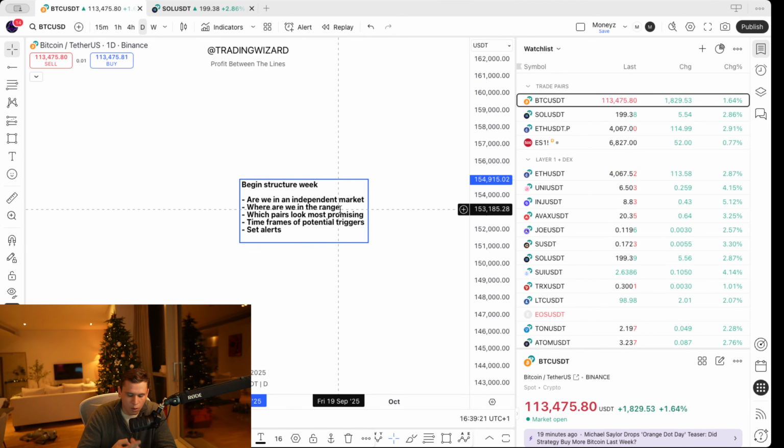One, are we in an independent market? Okay, what do I mean by independent market? I'm a crypto trader, so I want to know, when I'm looking at the crypto space, who is the leader of the crypto space? It's Bitcoin. But Bitcoin, let's say, for example, 50% of the time, it follows the S&P 500. I want to see, are we in that 50% where it follows it, or are we in the 50% where it's an independent market? At the moment, for example, Bitcoin is following the S&P.